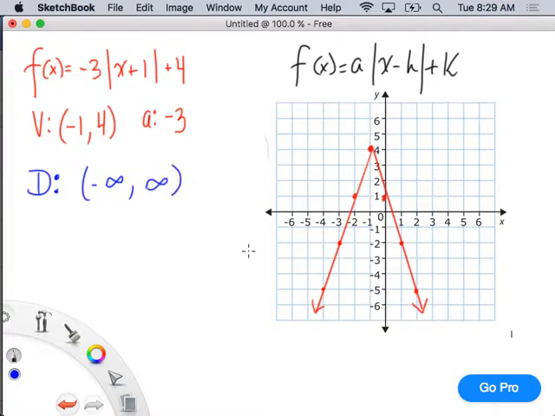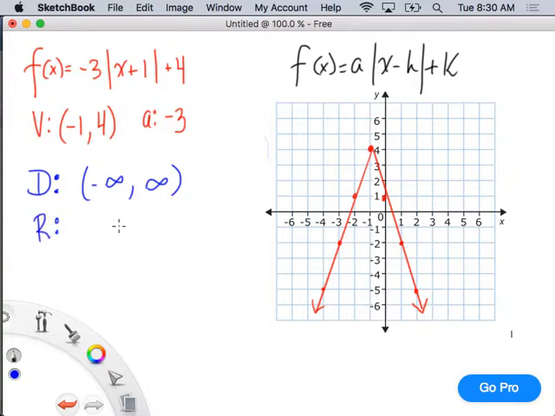Class, if I just ask for the domain and range, you can give it to me in whatever notation you want unless I specifically tell you. I generally default to interval notation because it's just the clearest to me. Okay, so the domain is negative infinity to positive infinity.